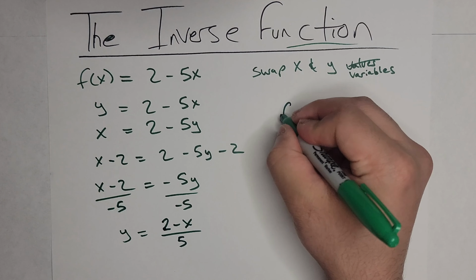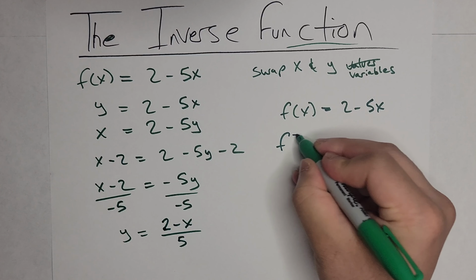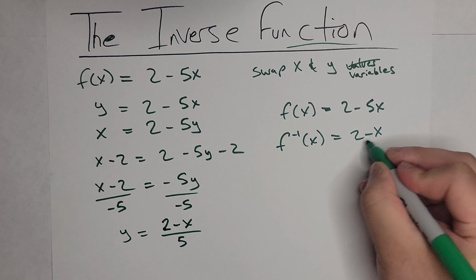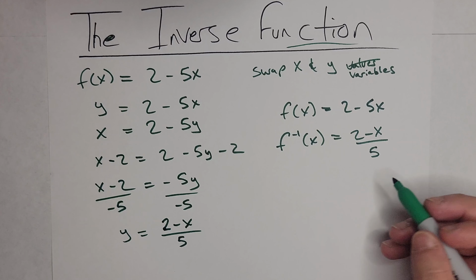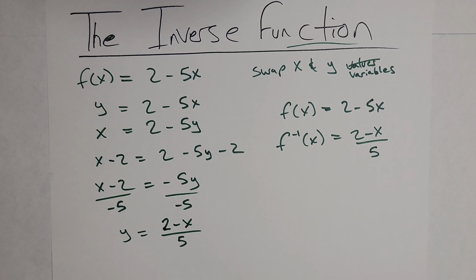So if f of x is equal to 2 minus 5x, our inverse, and this is how we notate the inverse, is 2 minus x over 5. And yeah, the inverse is also a function. So that's how we do that. Let's look at another example.